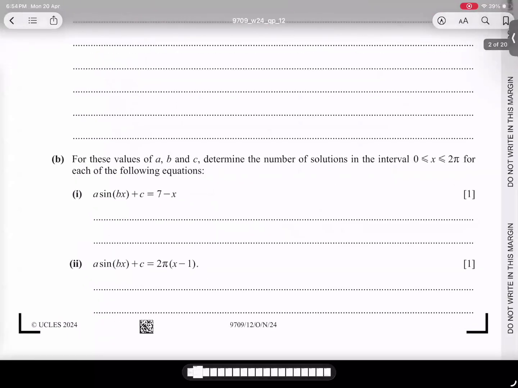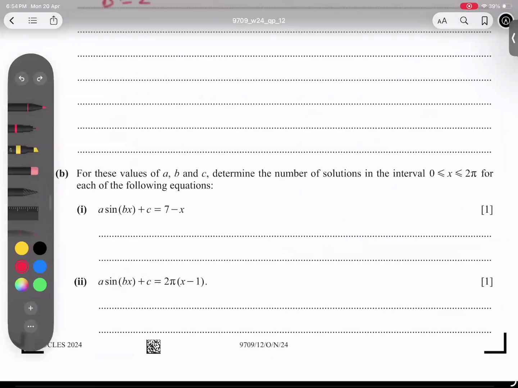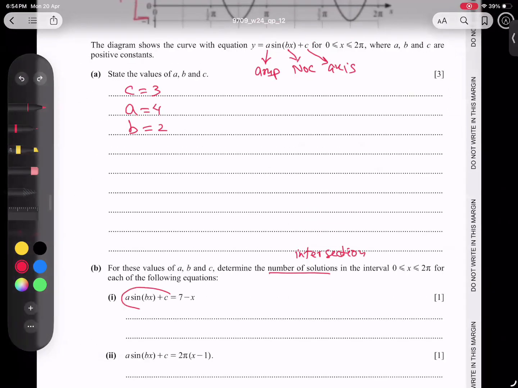So one part is given here: for these values of A, B, and C, determine the number of solutions. So how many intersections are we talking about? Intersections, from 0 to 2 pi, for the following equation. Every time we will try to match this with this, fully match or not match. So I can remove this completely and write y here.